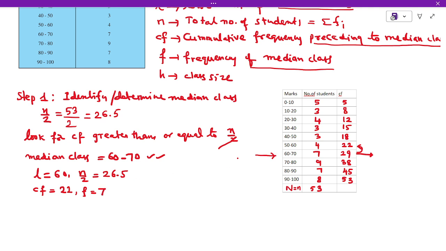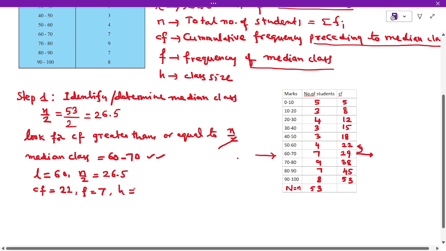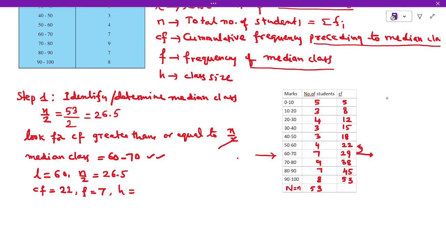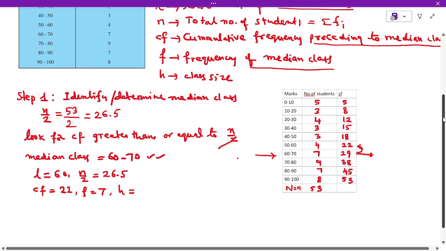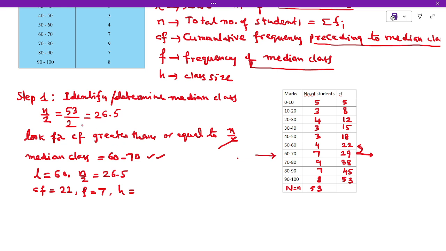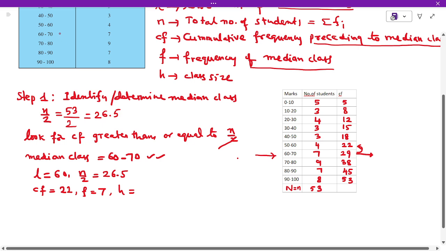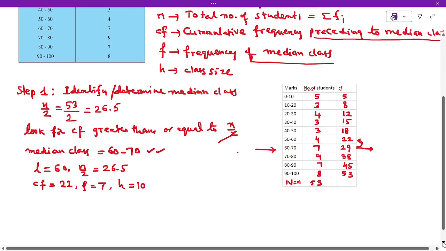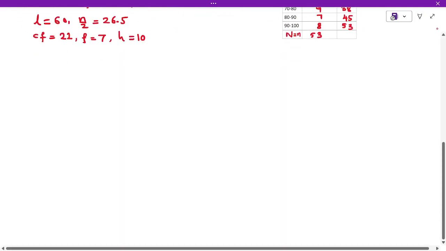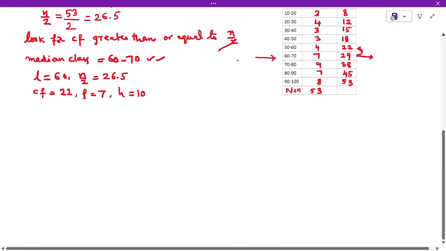7. And h: generally, whenever you have continuous class intervals, we assume that the class intervals are of a uniform class size. If the class sizes are not the same, if they are different, then we take the class size of the median class. So here the class size is 10, the upper limit minus the lower limit. So we have all the elements, and we just need to substitute the values in the formula, right?